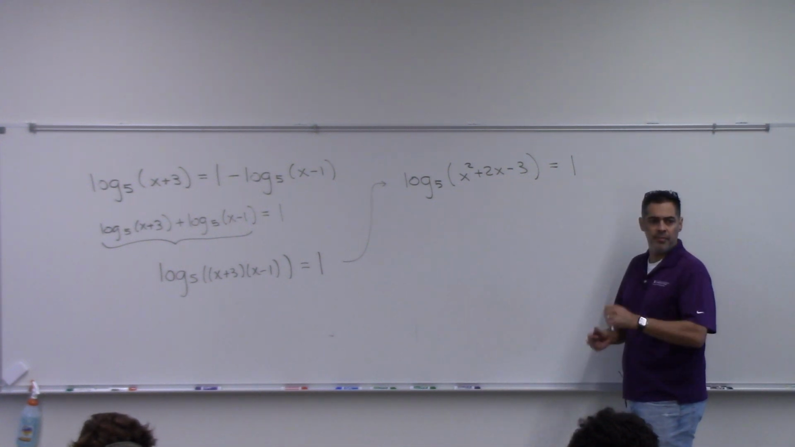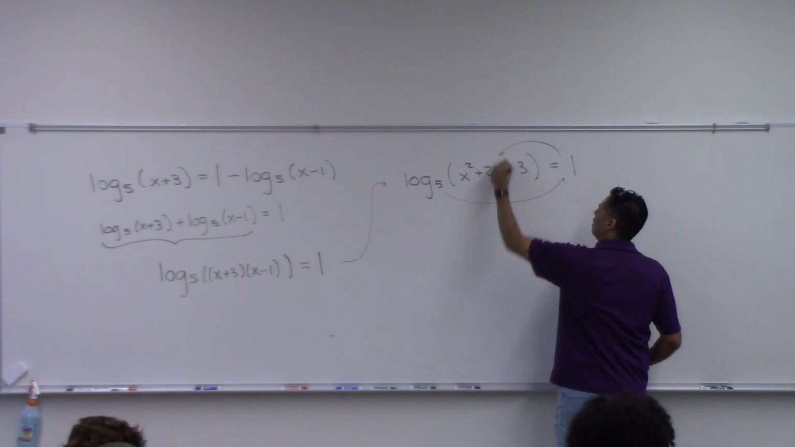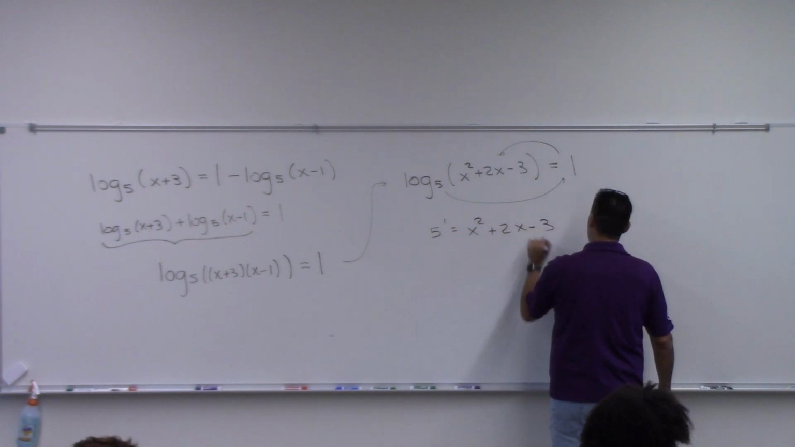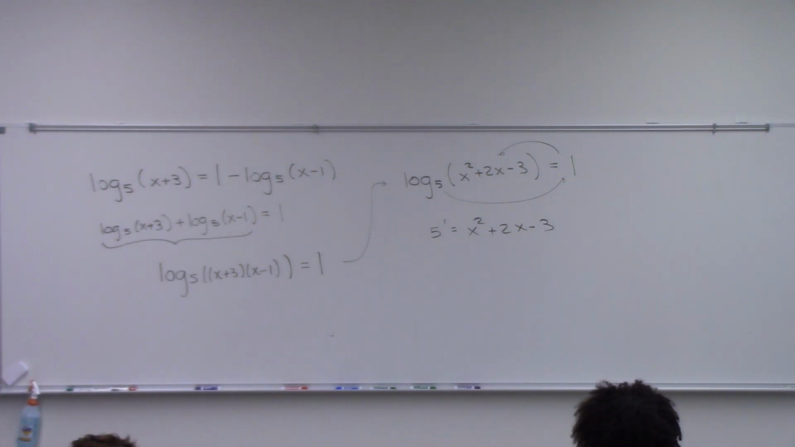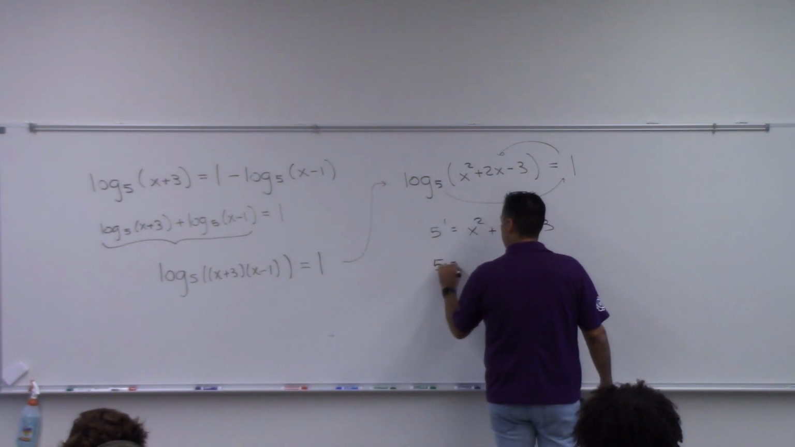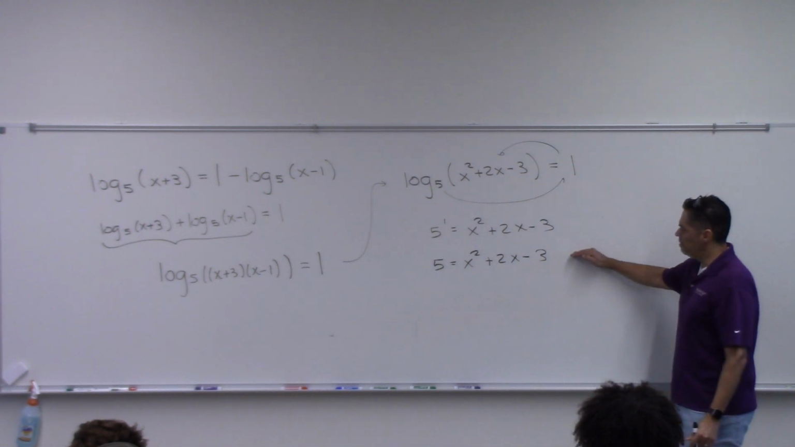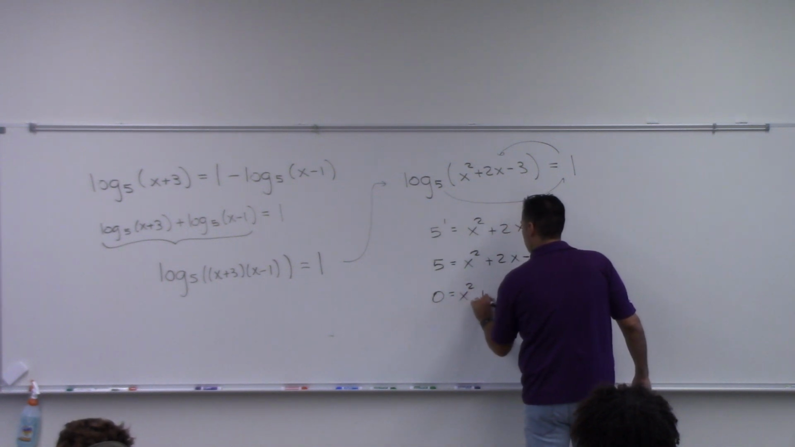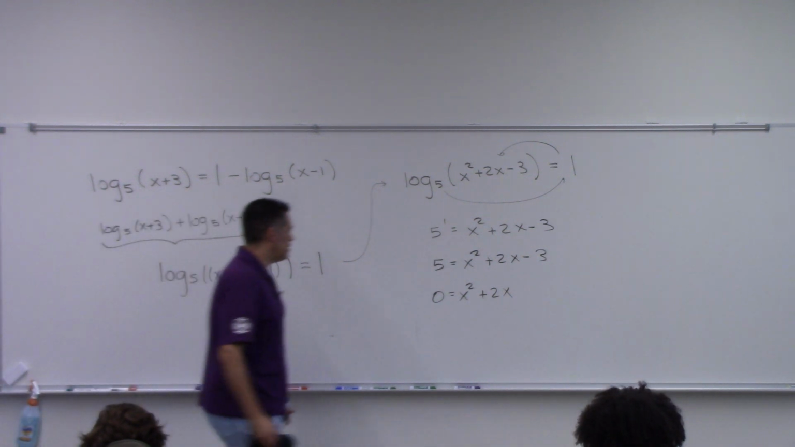Loop time, right? Is that what you do? 5 to the 1 equals x squared plus 2x minus 3. Fortunately for us, 5 to the 1 is 5, right? So 5 equals x squared plus 2x minus 3. What type of equation is this? Quadratic. Move everything to one side. 0 equals x squared plus 2x, what? Minus 8. And then hopefully that factors.